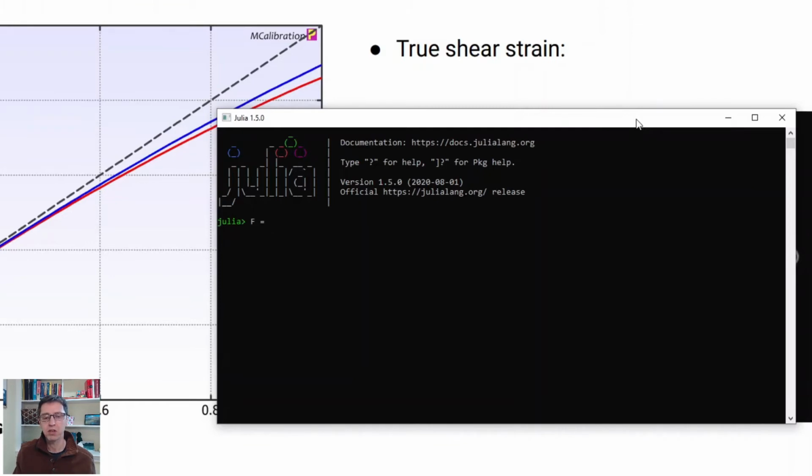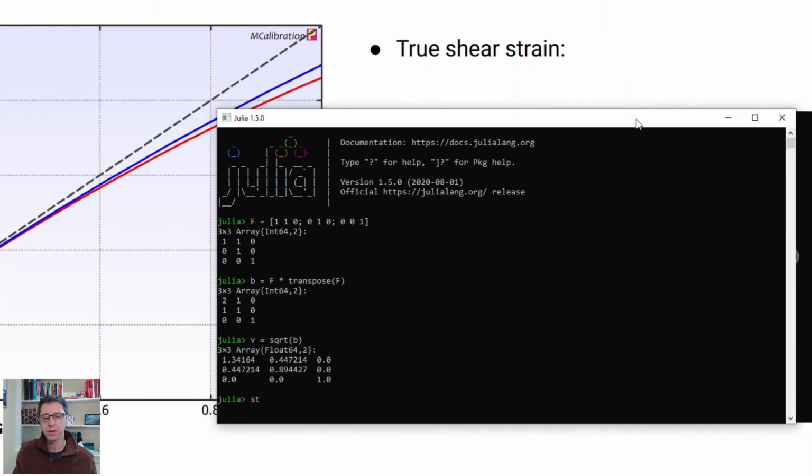So the deformation gradient is where we start. For simple shear, in our case, it will be like this. So here's our deformation gradient. The left Cauchy-Green tensor is B equal to F times F transpose. The V tensor is equal to the square root of B. And the tensorial strain is given by the natural logarithm of V. So that's the tensorial strain.